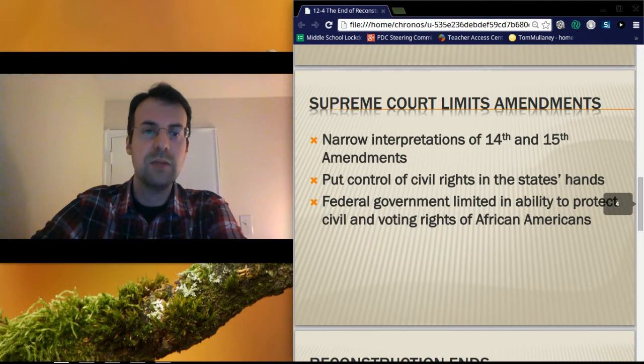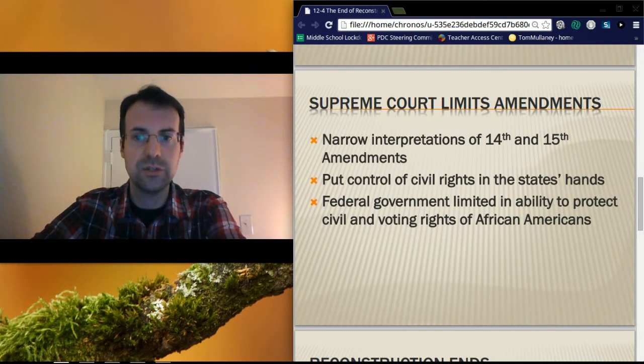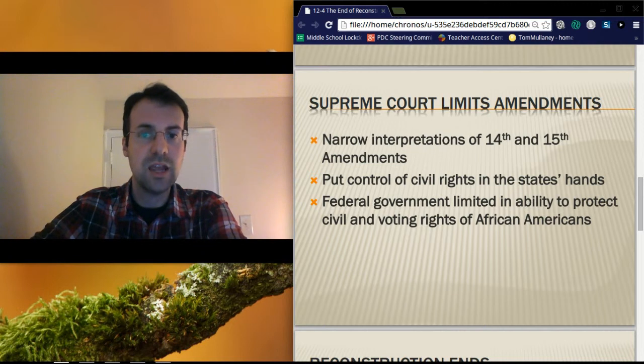Supreme Court limits the amendments. They take very narrow interpretations of the 14th and 15th Amendments. The 14th Amendment applies the Bill of Rights protections to all people when it comes to state and local governments. The 15th Amendment outlaws discrimination by race in voting. These are minimally interpreted. So things like poll taxes and intelligence tests, which are designed to prevent African Americans from voting, are allowed because they're not explicitly saying, hey, you can't vote because you're black.